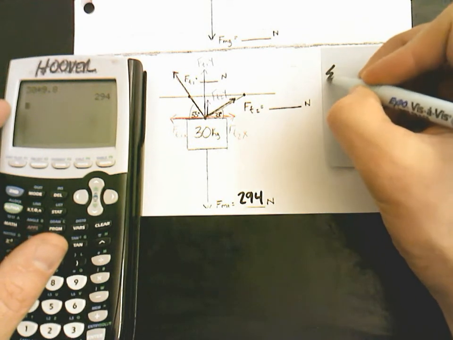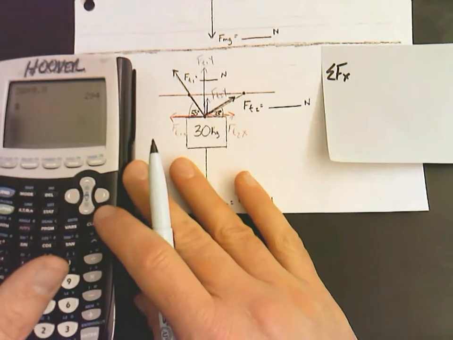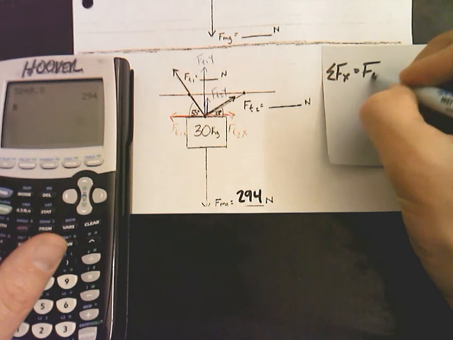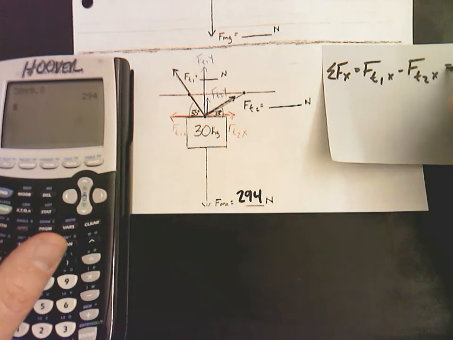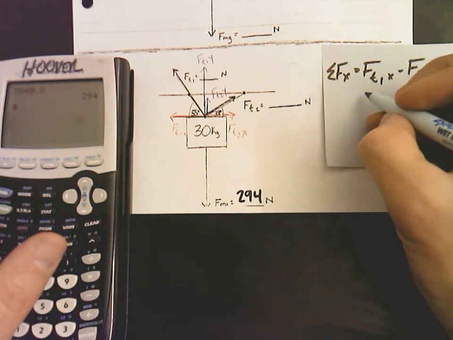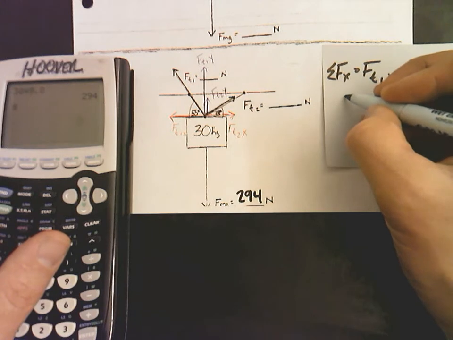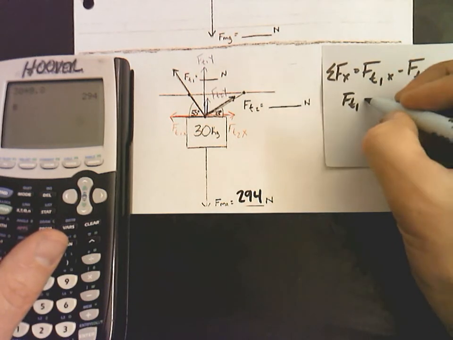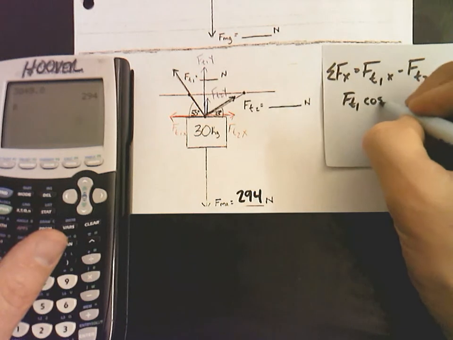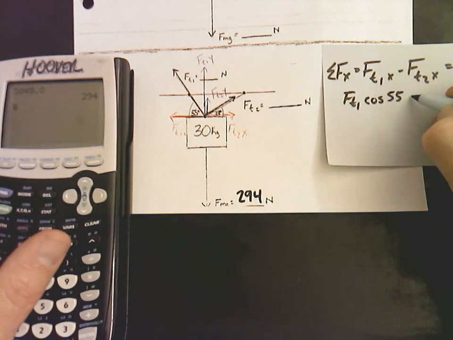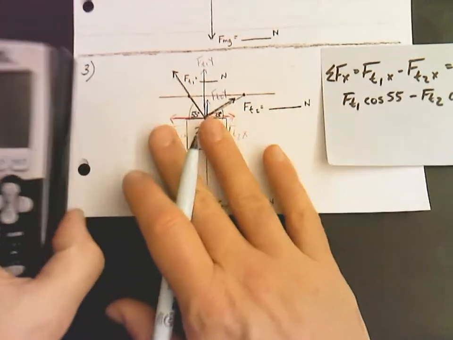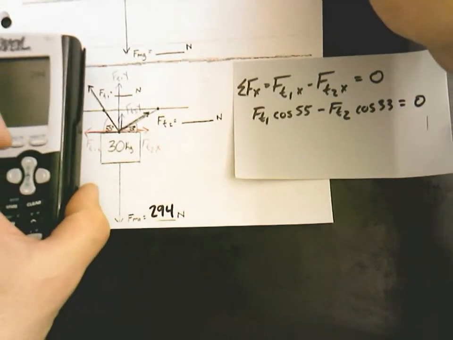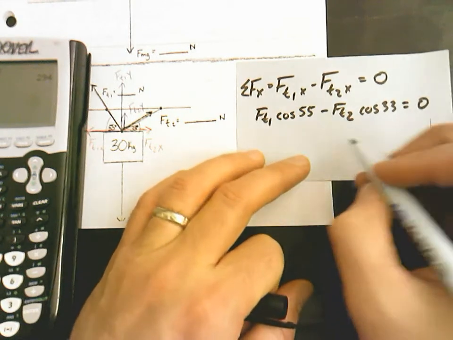So let's do an x summation here. We got the sum of forces in the x, and then we have FT1x minus FT2x equals 0. And then we can figure out exactly what FT1 is. So we take FT1 hypotenuse times the cosine of 55, and that minus FT2 cosine 33 equals 0. Then all we have to do is bring one to the other side. So we want to bring FT2 over.